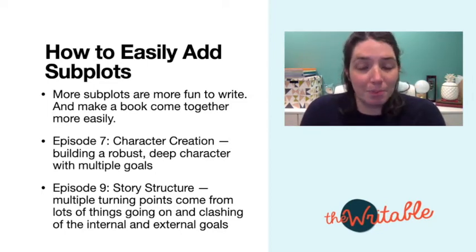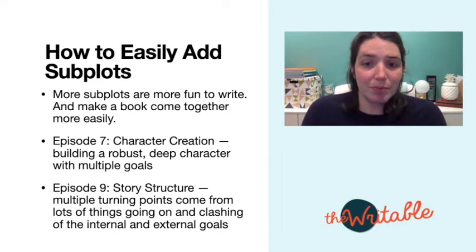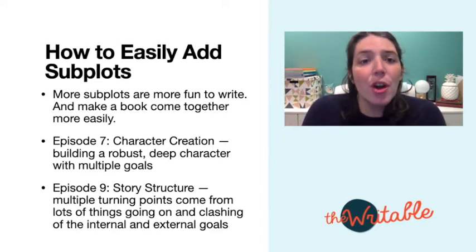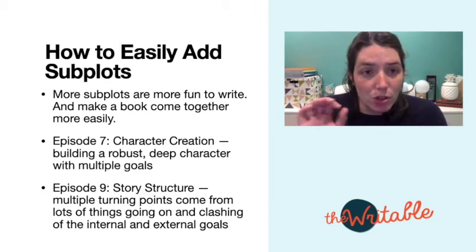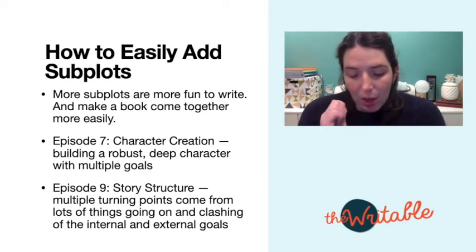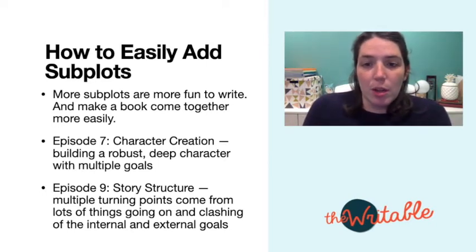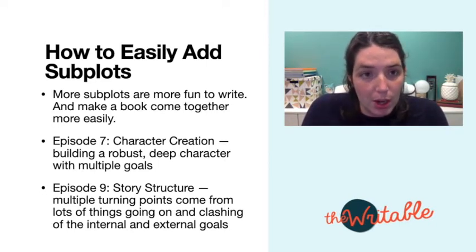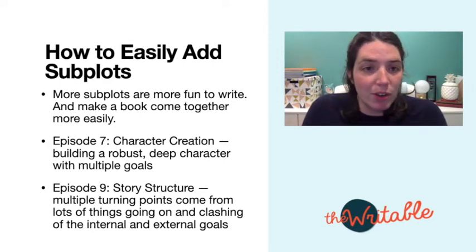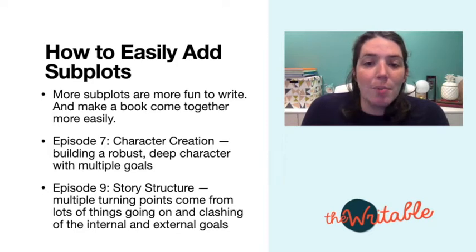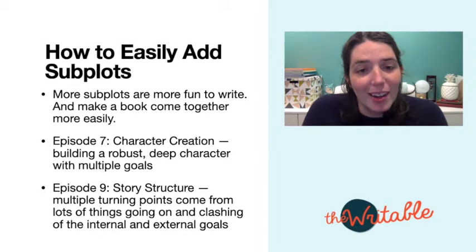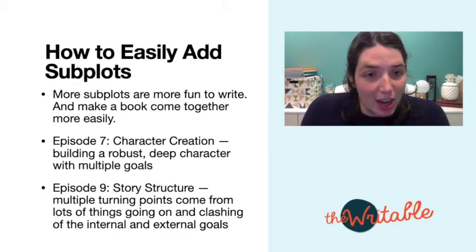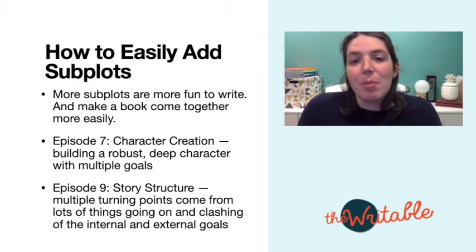I'm also going to suggest you have another listen to episode 9 on story structure, or download that free story planning guide that has the universal story structure outline in it, where we're really talking about multiple turning points that are happening to keep things fresh and to keep things moving and keep those readers engaged. But those turning points are coming from lots of things going on and a clashing of the internal and external goals, which is what we've been talking about with subplots.